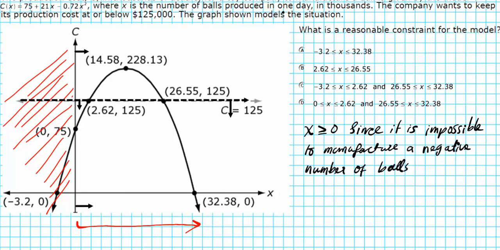It means that any ordered pair that's above this line has to be eliminated also. So we eliminate all this right here. Take all that out. Okay, and then we're going to have to project our remaining region on the x-axis.